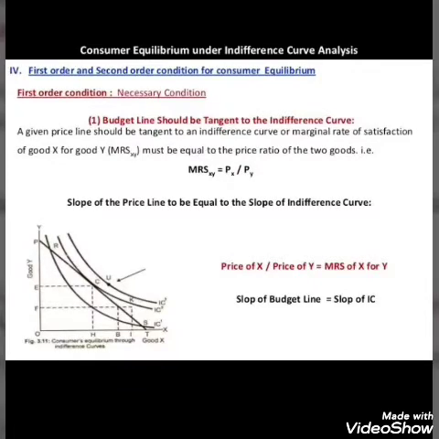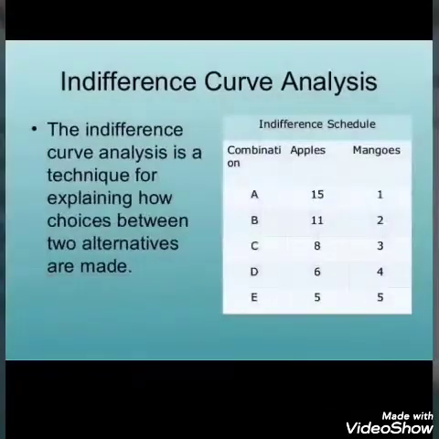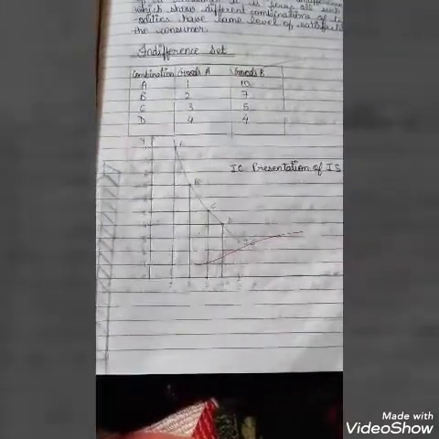The next thing is the indifference curve. It is a diagrammatic representation of the indifference set. All points which show different combinations of two commodities have the same level of satisfaction to the consumer. That means it is just a diagrammatic representation of the indifference set. Let's take an example.